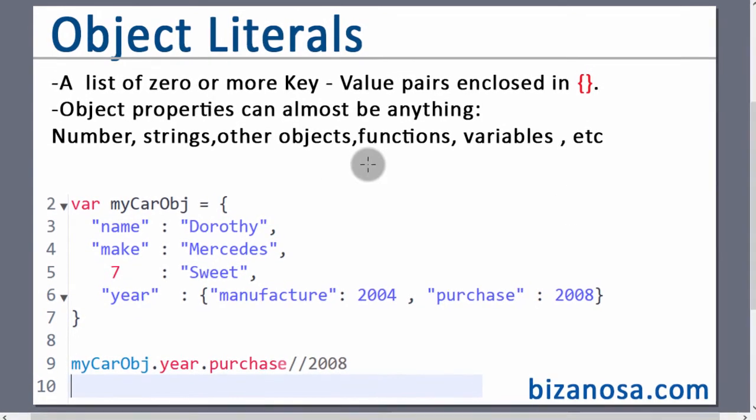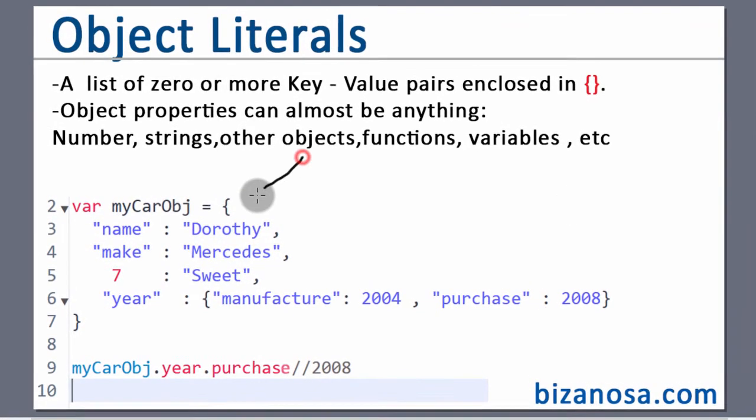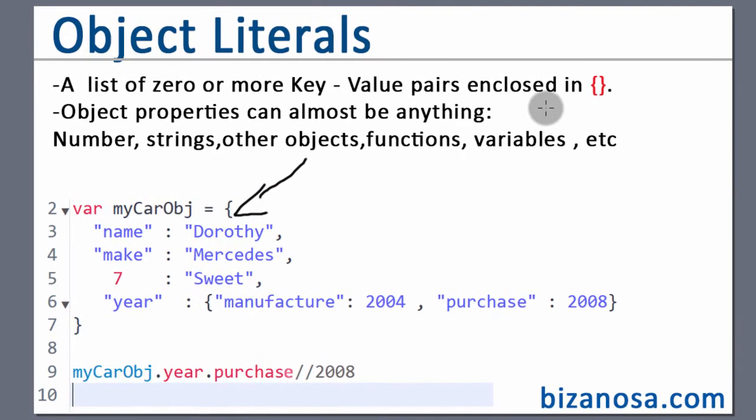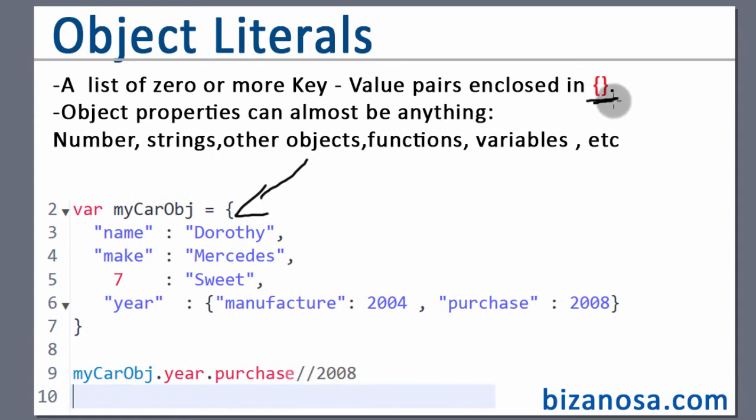So by now you know that an object literal is an object that is declared using these curly braces. So you just give the object a name and then you declare the object. You can include elements right away or you can add the elements later on, but this is an object literal, a list of 0 or more key value pairs enclosed in the curly braces.